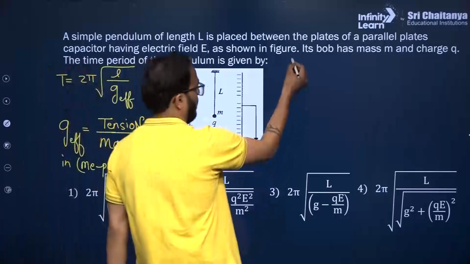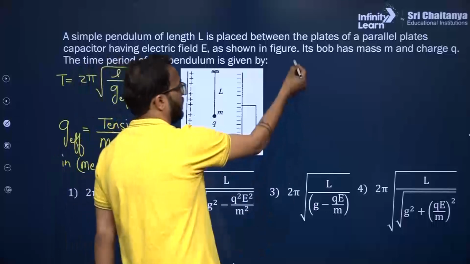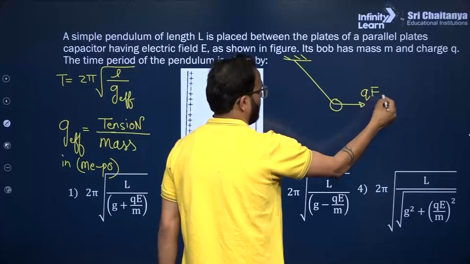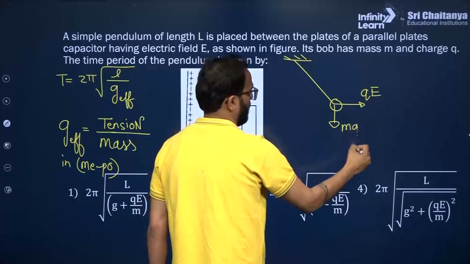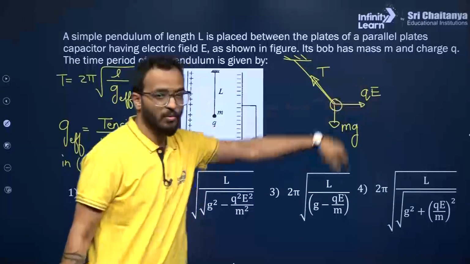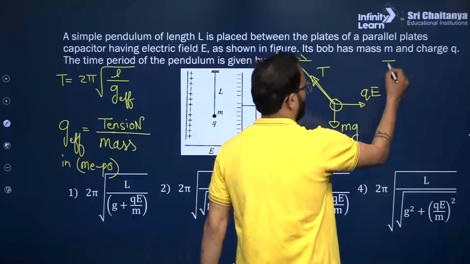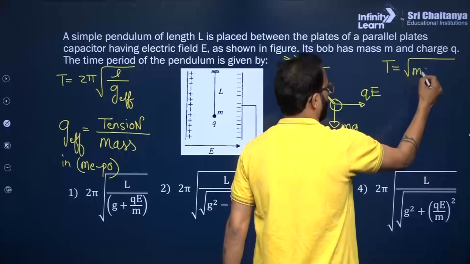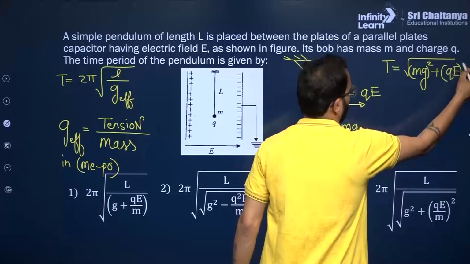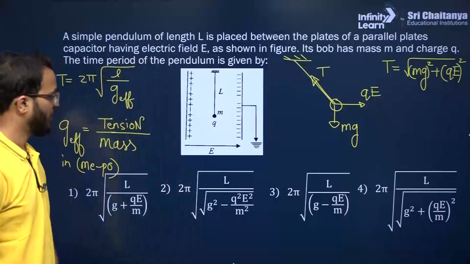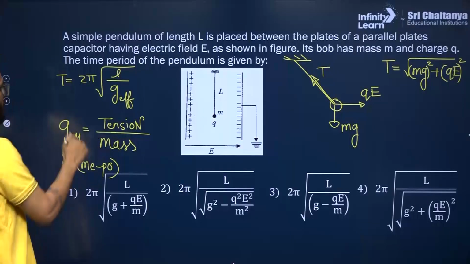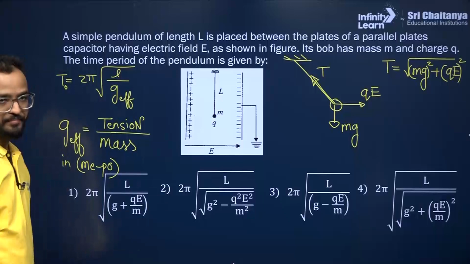So what will happen? It will go like this. There will be two forces, one is QE, another one is mg, and another one is tension T. So tension T will be the resultant of these two, right? So you will say tension T is nothing but under root of mg whole square plus QE whole square. This will be tension T. Let's say the time period is T naught.